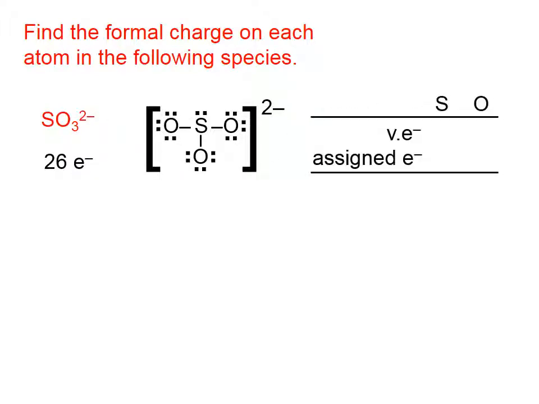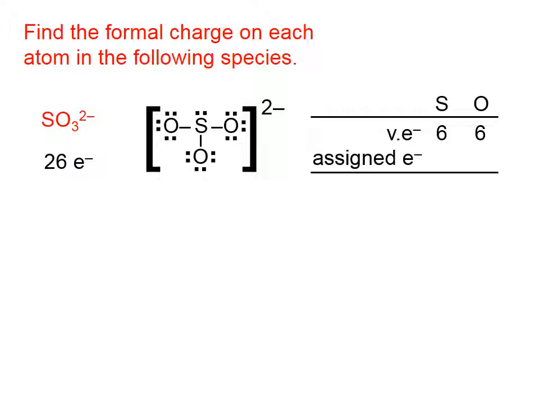To find formal charge, we first write down the number of valence electrons that each atom has. And we already said from the periodic table that sulfur and oxygen both have 6 valence electrons. Now we need to look at our Lewis structure and count up the number of electrons that are assigned to each of those atoms in the Lewis structure. And the rule is that unshared electrons are dedicated solely to one atom, and for bonds, one electron goes with this atom, one electron goes with the other.